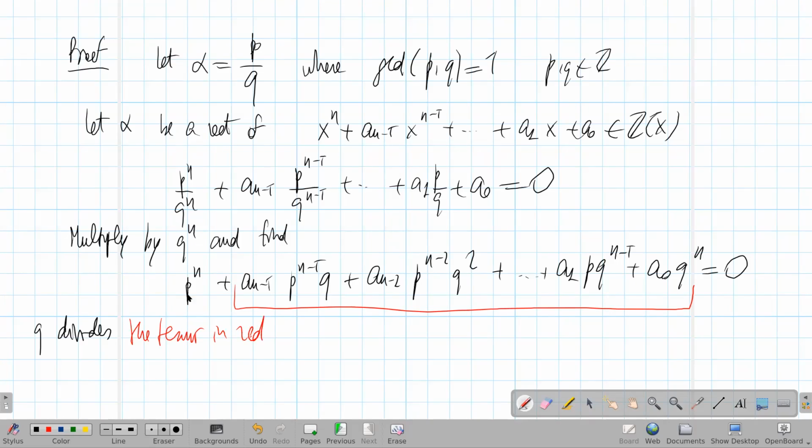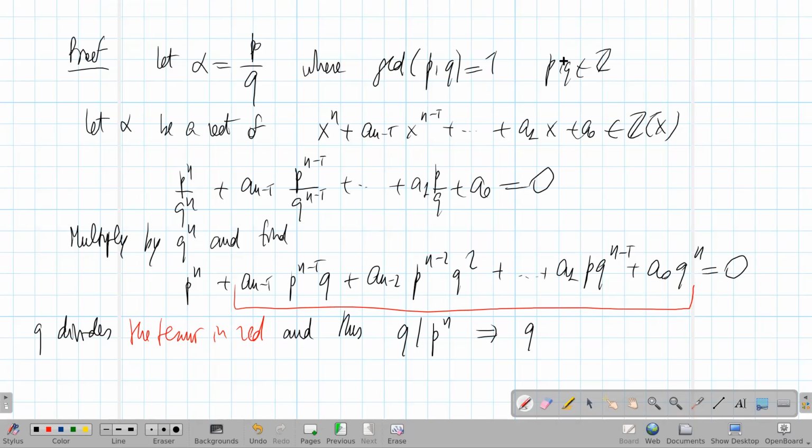And so if you take, say, p to the n to the other side, and thus q divides p to the n, okay? But the fact that p and q are coprime implies that q divides p, which is impossible because they are coprime, unless q is plus or minus 1.